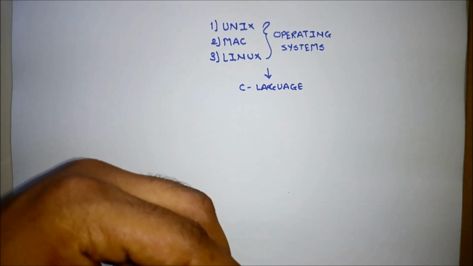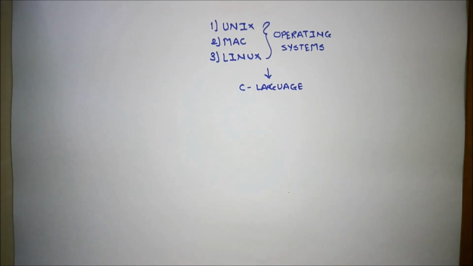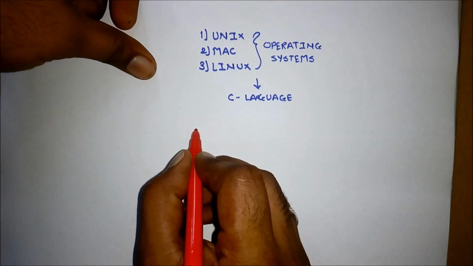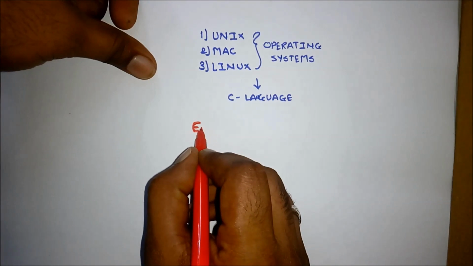Okay guys, then one main thing is that nowadays C language is used for machine level programming like microcontroller coding and microprocessor coding, which is also known as embedded C.